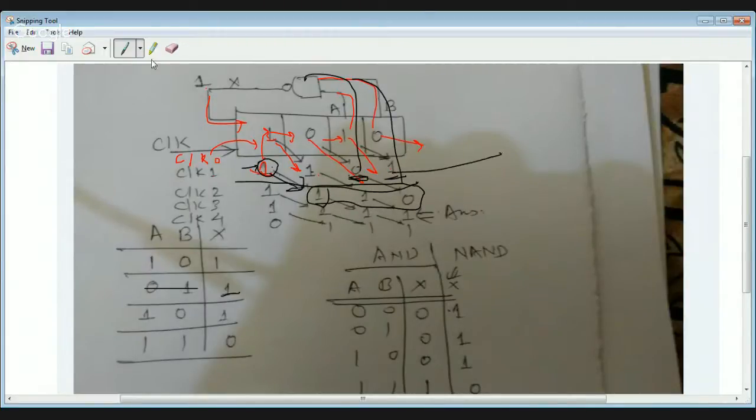Okay, now the next clock pulse. In the next clock pulse, this 1 and this 0 will go into the NAND gate, and the output of the NAND gate, this 1 and this 0, will go into the NAND gate, and the output will be 1.